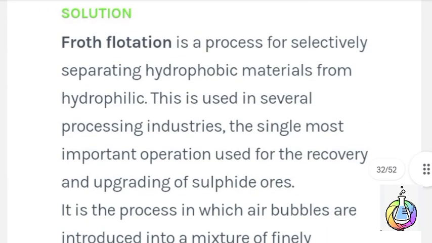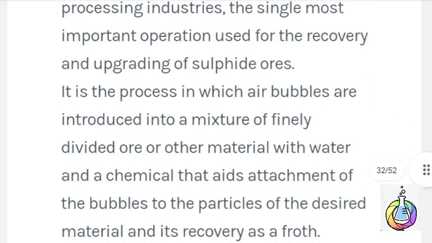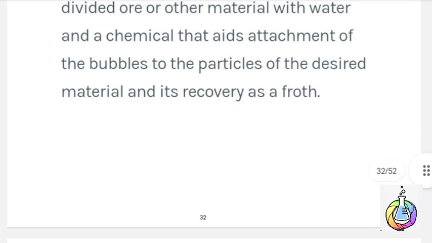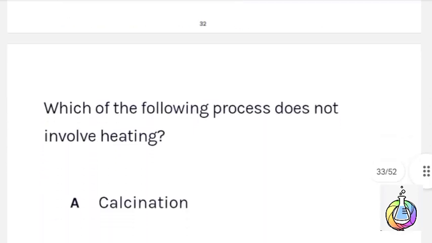Here is the solution. Froth flotation is a process of selectively separating hydrophobic materials from hydrophilic ones. This is used in several processing industries. It is the single most important operation used for the recovery and upgrading of sulfide ore. It is the process in which air bubbles are introduced into a mixture of finely divided ore or other materials with water and chemicals that aid attachment of the bubbles to the particles of the desired materials and their recovery as a froth.